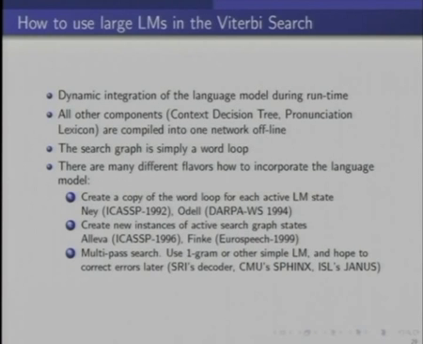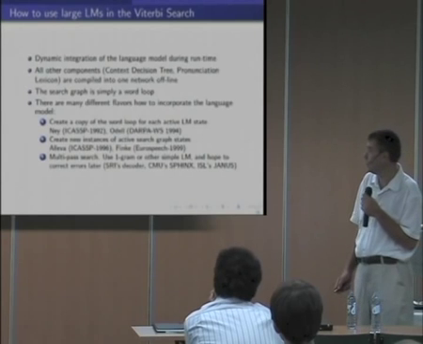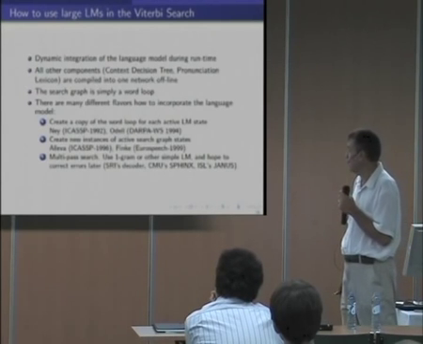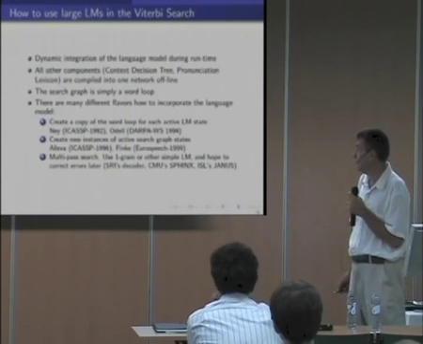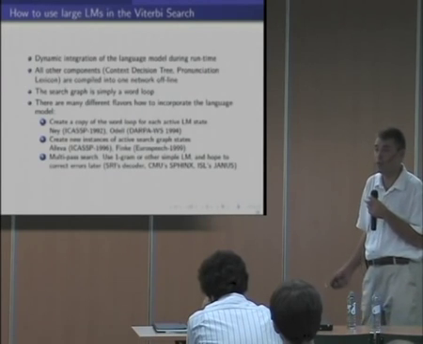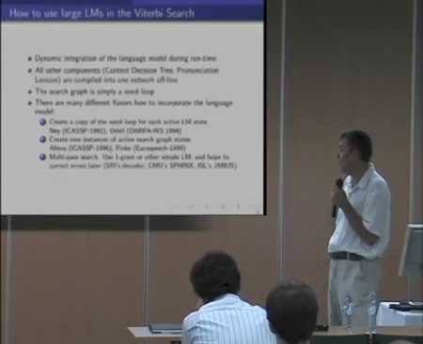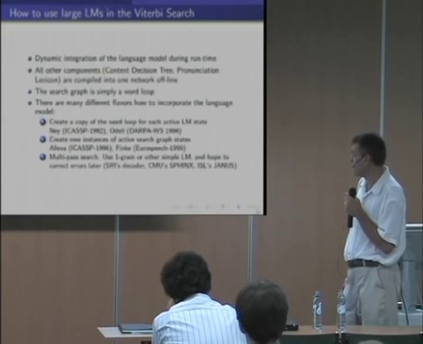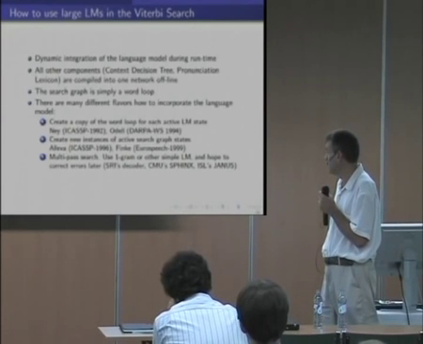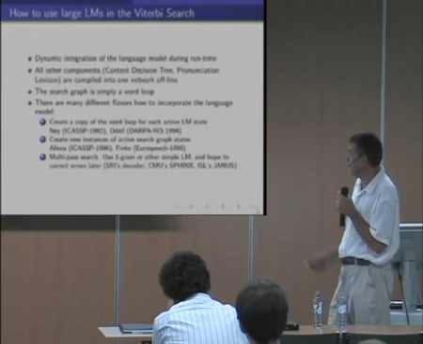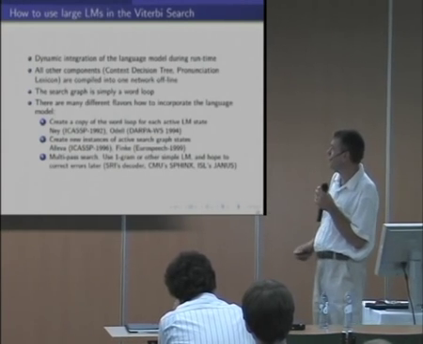So now, if you have this language model which can be really large, how do you integrate it with the search? Before the finite state transducer approach, people tried many different ways to somehow dynamically build the search network using the language model and the acoustic model. There are three main different ways to do it.